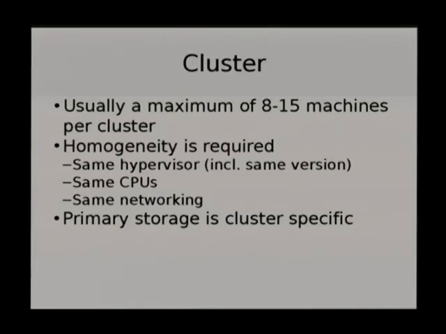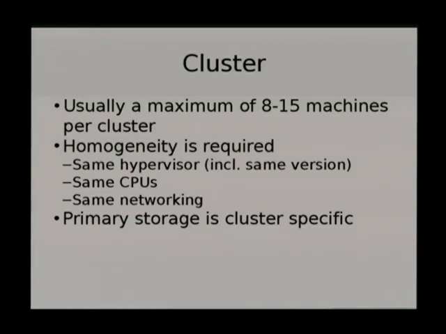A cluster in CloudStack, they all have to be the same machine type. They all have to have the same hypervisor, usually a maximum of about 15 machines, depending on the hypervisor. We're working on upping that, I believe, with 4.1.0. But basically, everything in that has to be the same. You can't have 5 servers with 24 gigs of RAM and 5 servers with 32 and different CPUs, things like that.